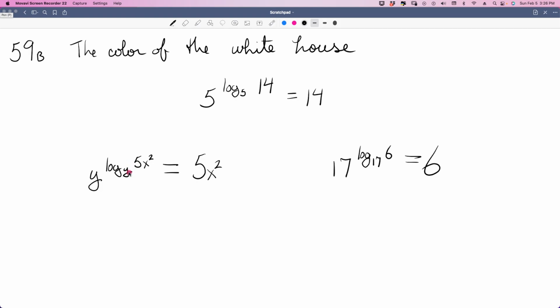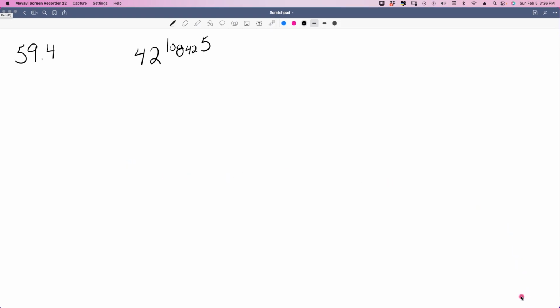So let's try a practice problem. 59.4 says 42 raised to the power that 42 needs to be raised to in order to give us 5. The answer is 5. It's really that easy. So let's try another one.